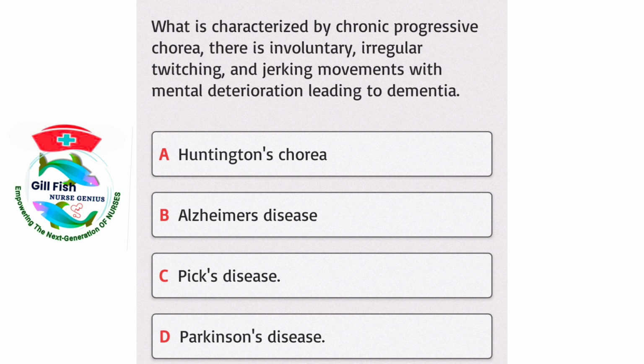Usually what is Huntington's chorea? It is an inherited disorder that results in death of brain cells. So that is why you will be getting mood and mental disabilities. So that is why the correct answer is Huntington's chorea.